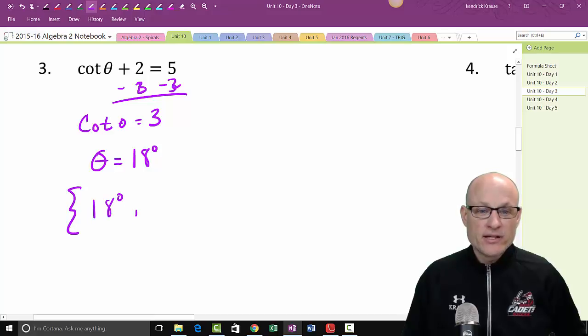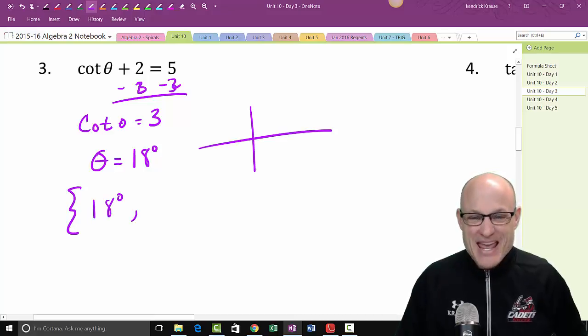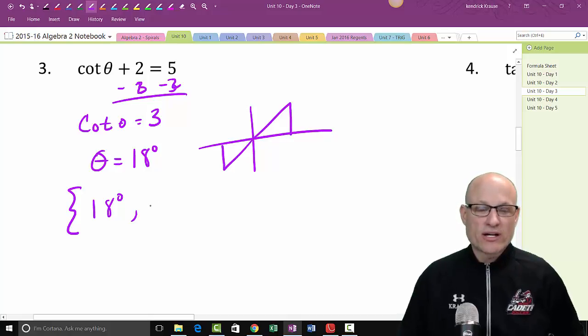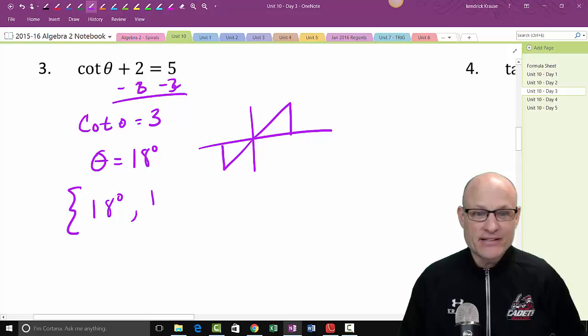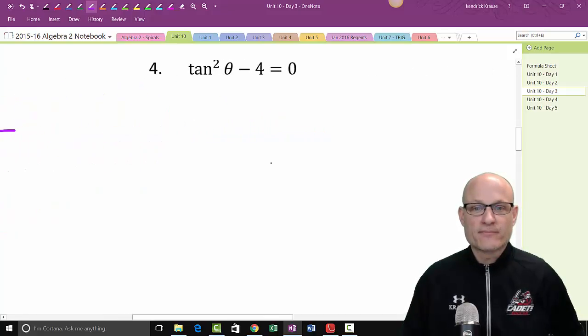18 degrees. And let's see, where else is tangent positive? Tangent and cotangent are positive in those. So I got to take 180 and add 18. I get 198 degrees. All right, one more and I got to take a small break.